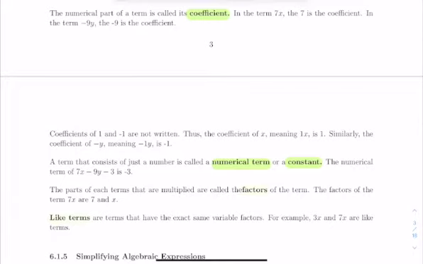The parts of each term that are multiplied are called the factors of the term. The factors of the term 7x are 7 and x. Like terms are terms that have the exact same variable factors. For example, 3x and 7x are like terms.